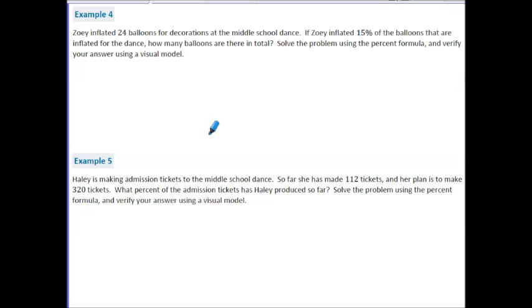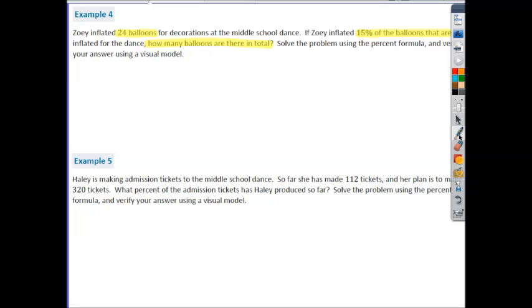So if I'm going to use the percent formula, I need to identify some important pieces like the percent, the whole, and the part. So it says Zoe inflated 24 balloons for decorations at the middle school dance. If Zoe inflated 15% of the balloons that are inflated for the dance, how many balloons are there in total?